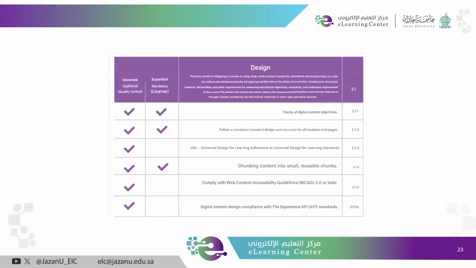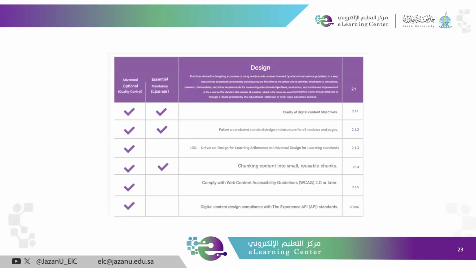So design standards, like each standard here is given. For example, number one is clarity of digital content objectives. Like content objectives should be clearly defined. Next is consistent design for modules and pages, like a standard design structure should be maintained throughout the course for consistency. Next is universal design for learning, UDL standards. Content should follow UDL principles to support diverse learners. Next, information should be broken down into small reusable chunks to aid understanding.